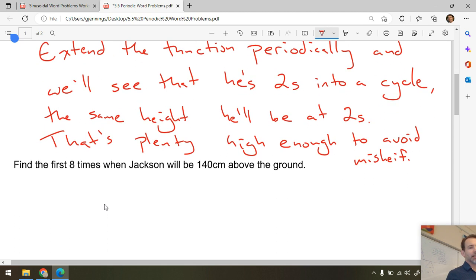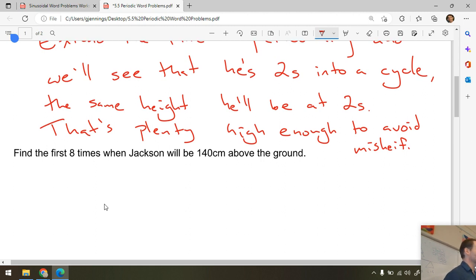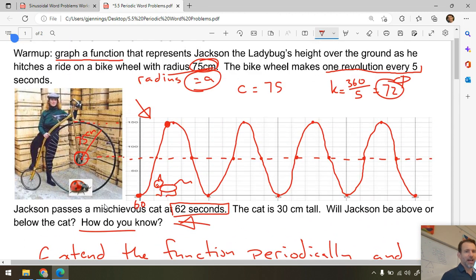But if I want to know, like the first 8 times, Jackson's going to be 140 centimeters above the ground. This is more of like a math teacher type question that I might ask. I don't really know the consequences of him being that high, but I don't have enough resolution here. Yeah, kind of needing to shout over people at this point. So watch that. So when is he over 140 centimeters? Well, we see that we get all 8 here, but I might want to find those more exactly. So see if we can find that.